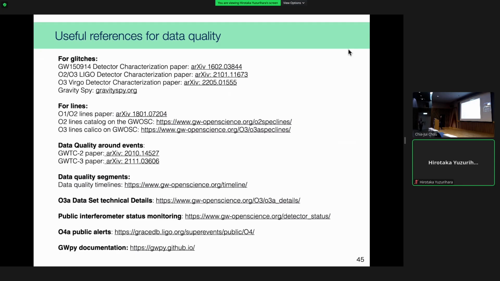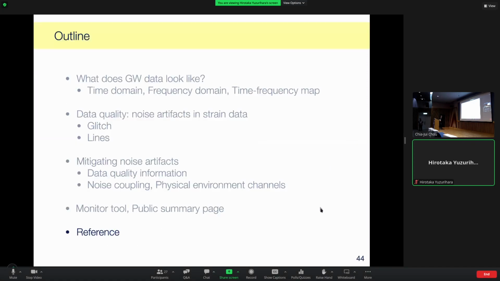In the LIGO summary page, it seems that I did not see the information about KAGRA, which is supposed to be merged into the same summary page in the future. I hope so. Technically possible.